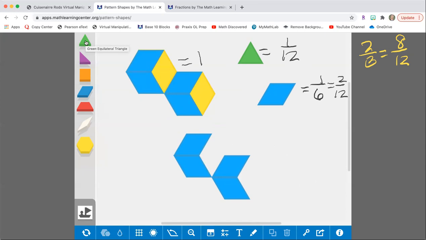Maybe we'll put this in blue so we can see this is my 2/3. Well, take the green ones, right? 1, 2, we'll flip it over, 3, and I'll duplicate that now, 4, 5, 6, 7, pull another one down, 8. And now we can see we literally have 8 triangles. Each triangle is 1/12. So we know that this is the same as 8/12, 8 triangles.